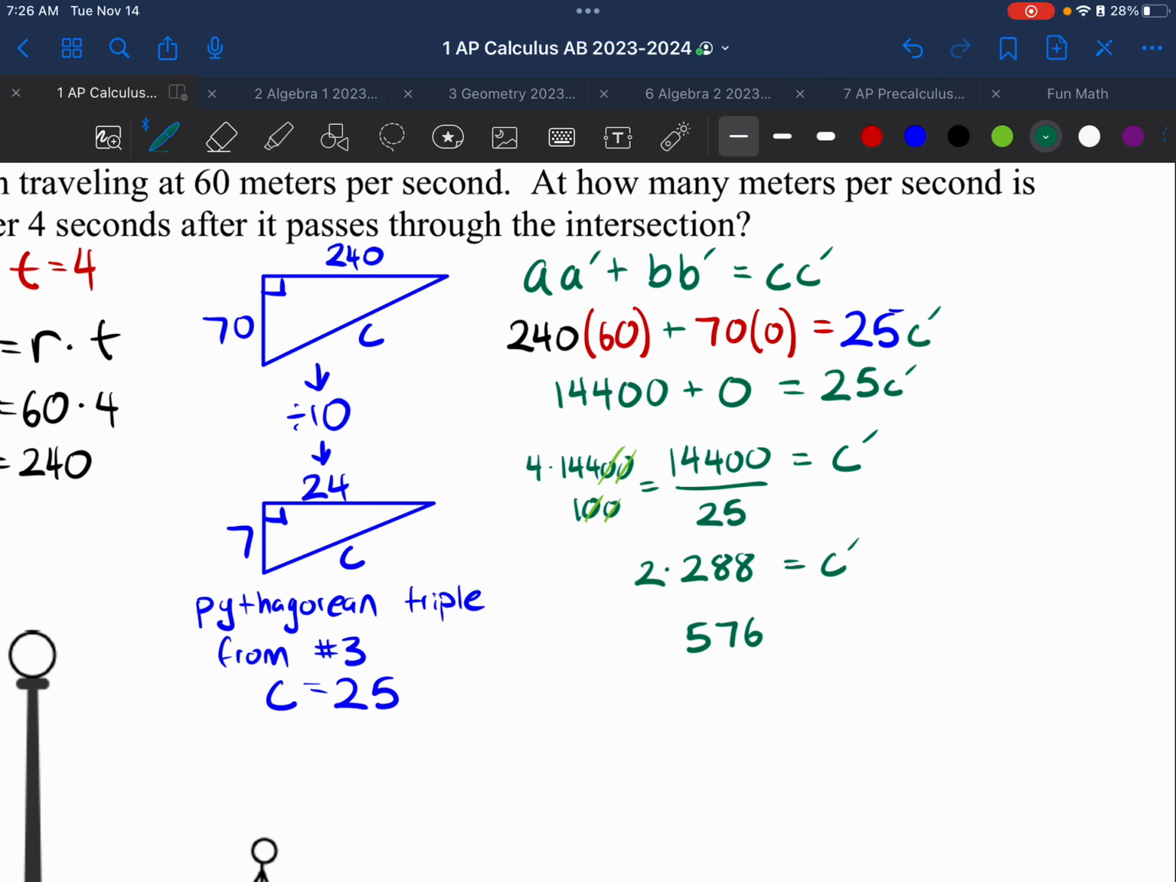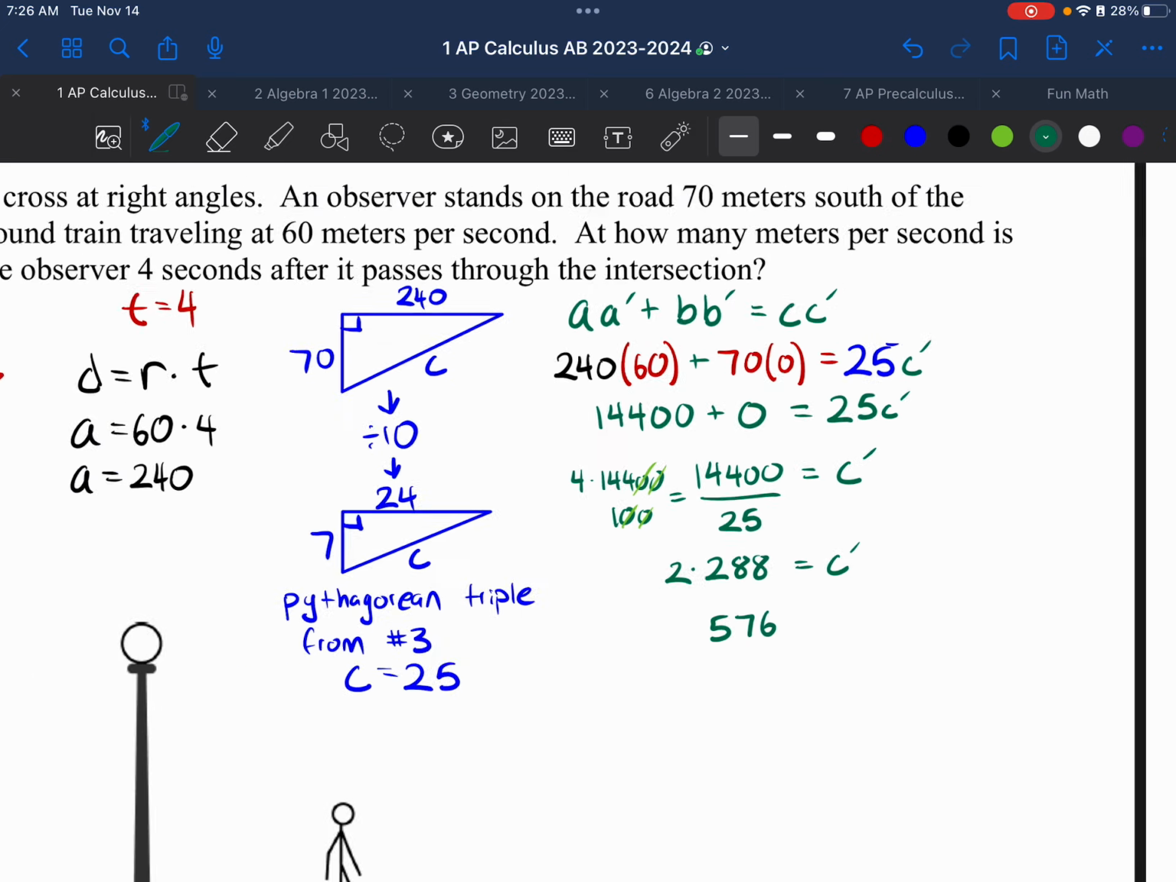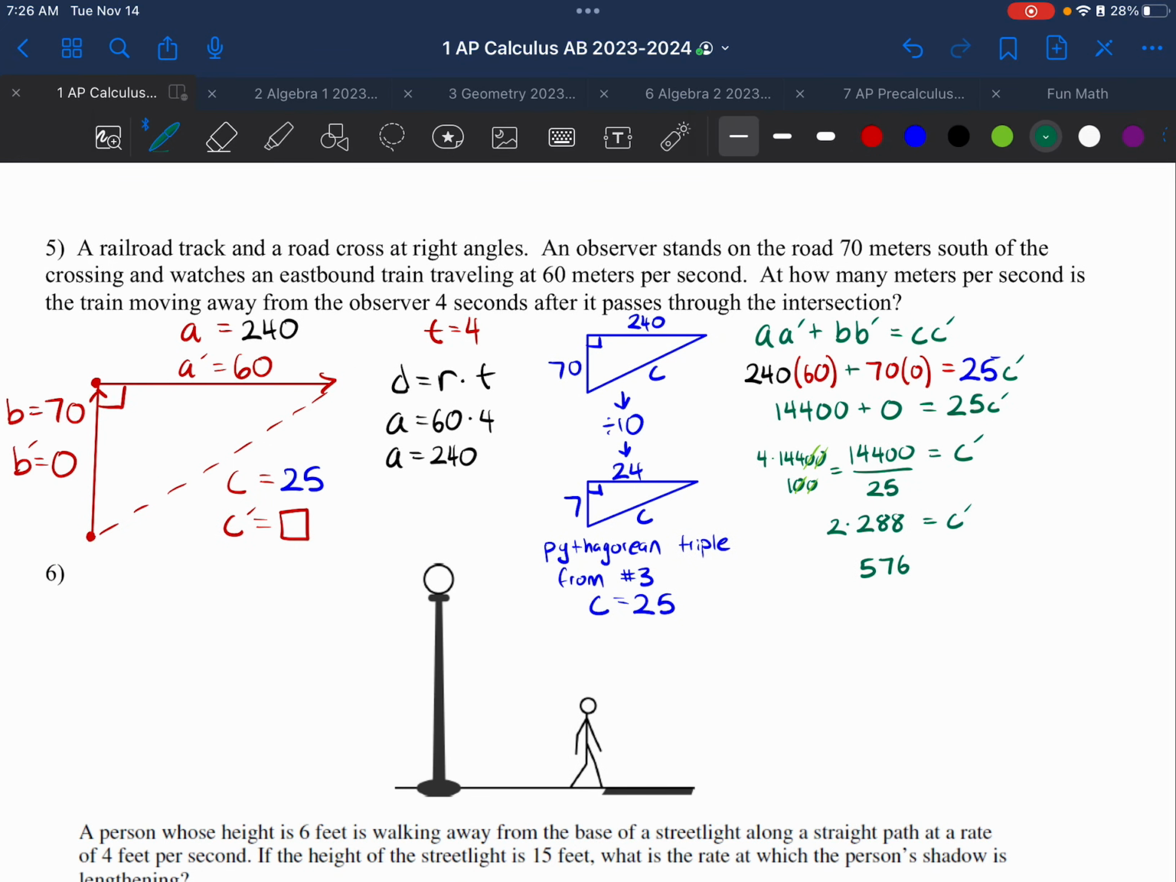576. Wait a second. But does that make sense? Something has gone wrong here. This number can't be 576 because that would be crazy fast. That's like 576 meters per second all of a sudden out of just 60. It makes much more sense for this number to be 57.6. So where did we go wrong? Hold on, I've made a mistake and I need to find my mistake.